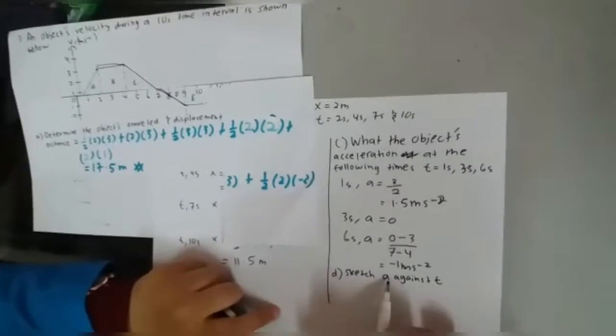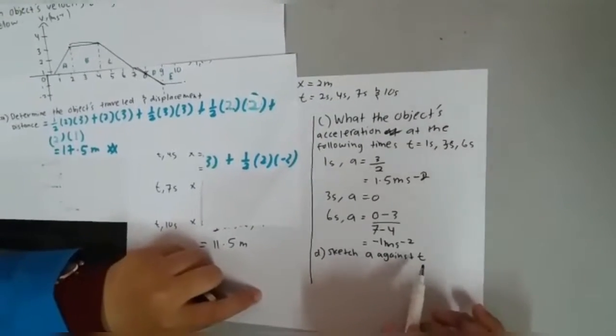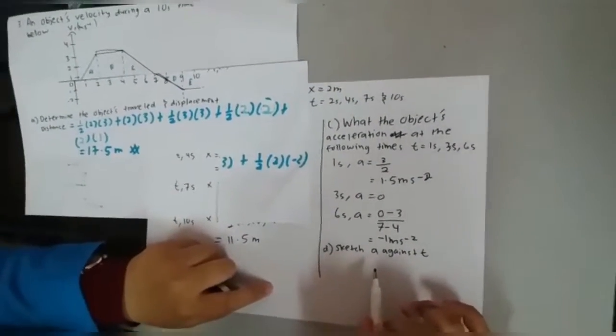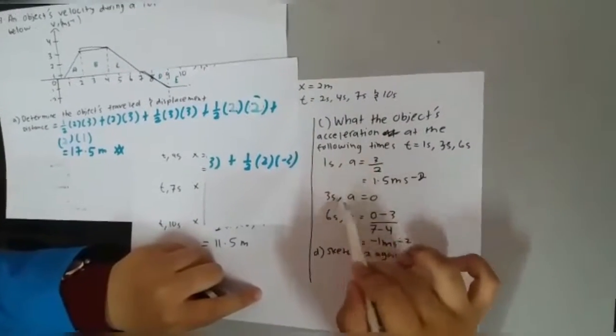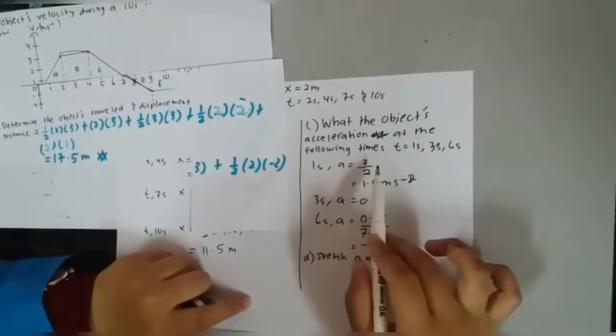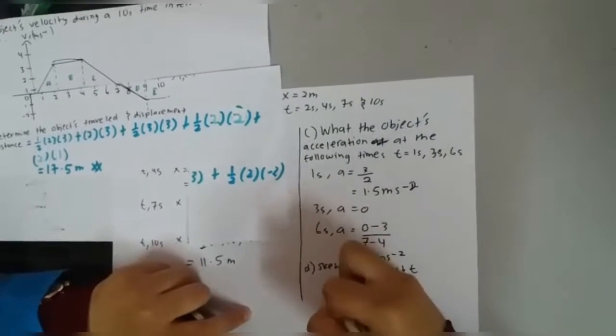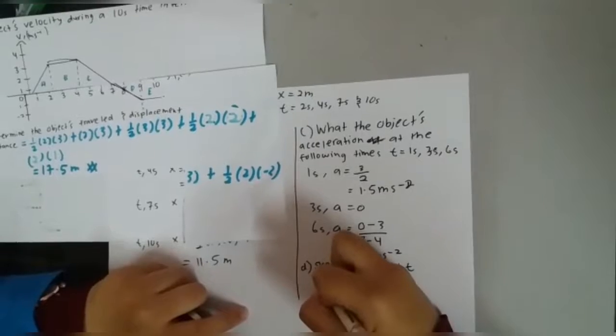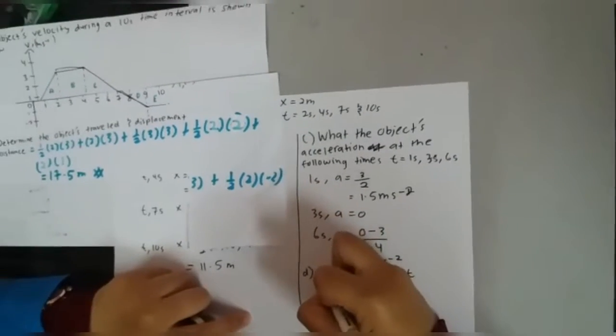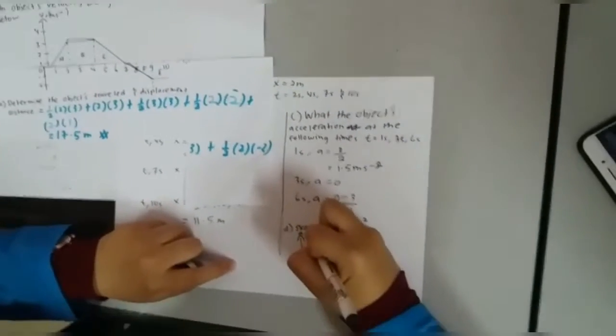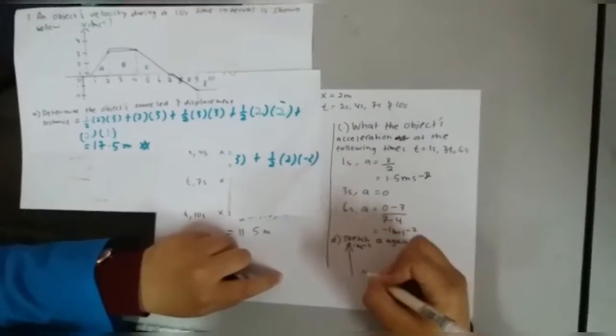Sketch acceleration against time. We can sketch based on the answer of this acceleration. Let's sketch. So acceleration is negative 2 meters per second squared.